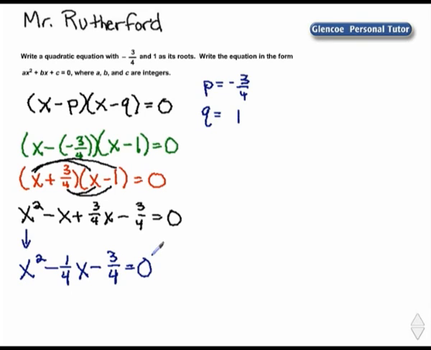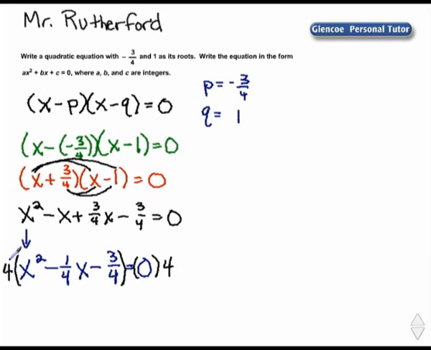Now notice it says where we want to have a, b, and c as integers. Right now notice our b is a fraction and our c is also a fraction. So what we can do is multiply both sides of the equation by our denominator, which notice is 4, and this will eliminate the fractions. And we'll do this to both sides of the equation.